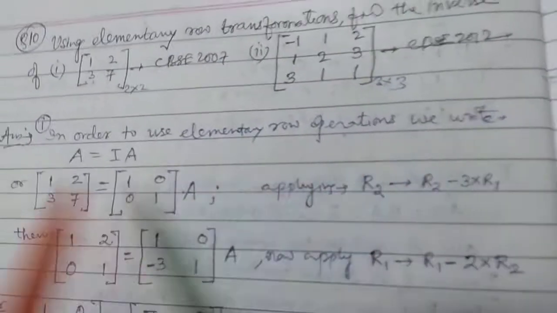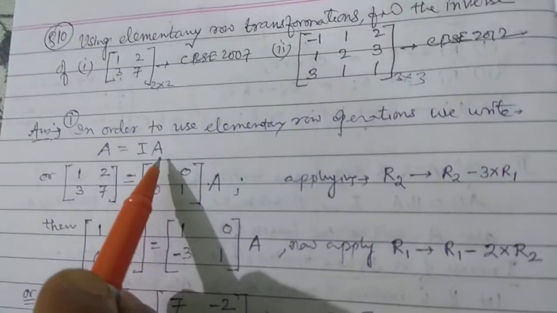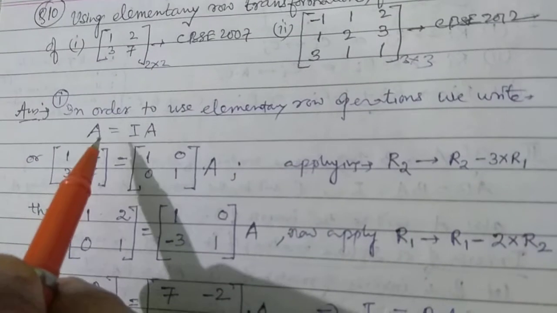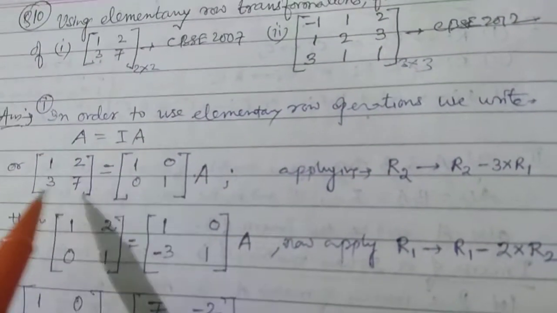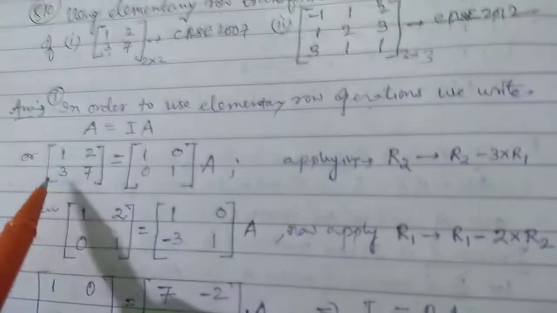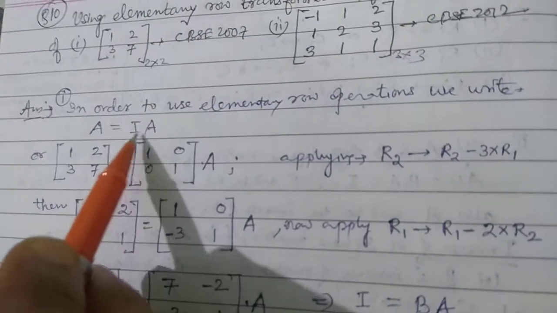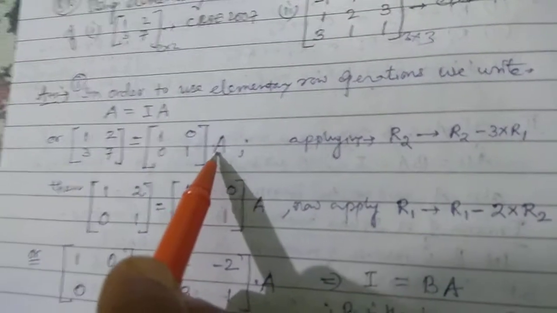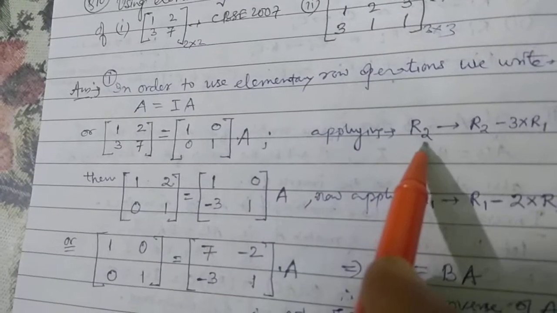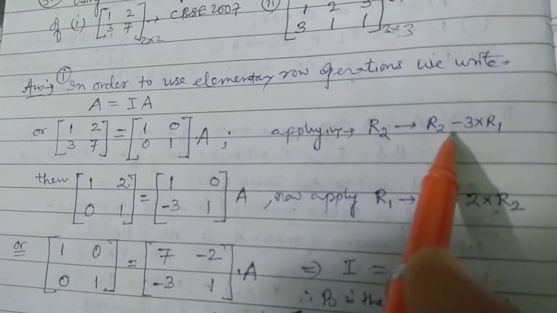Now in order to use the elementary row operation, we write what? A is equal to IA. In column operation, we write A is equal to AI, but here in row operation, you write A is equal to IA. Now A is what? 1, 2, 3, 7. I is what? 1, 0, 0, 1, because it is 2 by 2. A as it is. Now first, we apply R2 is replaced by R2 minus 3 into R1.